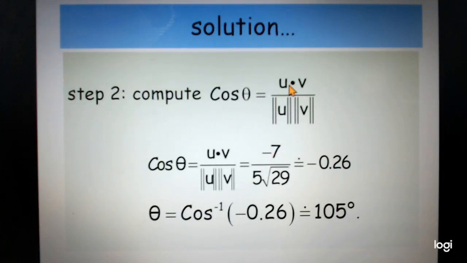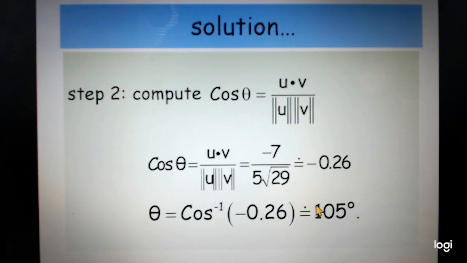Cosine theta equals u dot v over magnitude of u, magnitude of v. You put the numbers in, you get this crazy thing which you can only do on your calculator. So we approximate it by -0.26, and you use your calculator. So the inverse cosine of that value, and you've got to be in degrees now, would be 105 degrees.